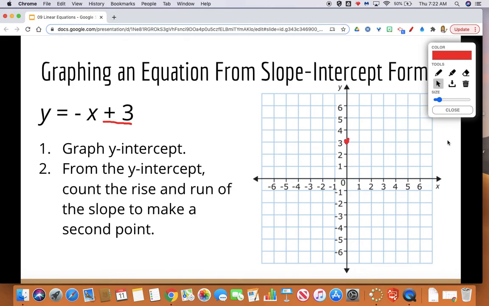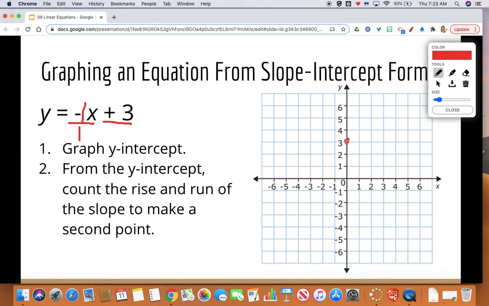And then when I go to look at slope, I don't see a number in front of x, but I do see a negative. So what number is in front of x if we don't see one? Remember, there's always that invisible 1. So this would be negative 1x. What is that as slope for rise and run? Well, 1 is the same thing as 1 over 1. So this would be negative 1 over 1x for our slope.